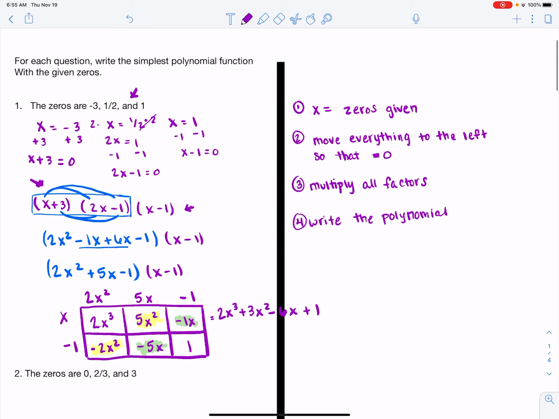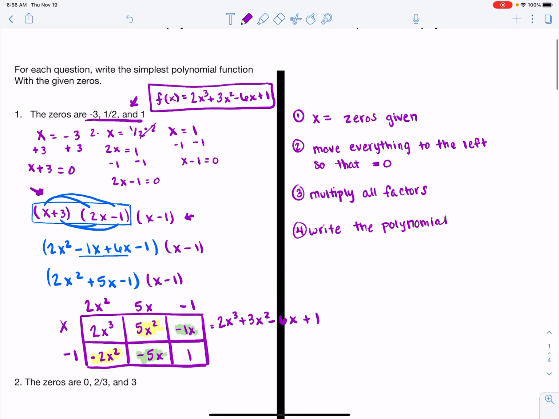So the polynomial that would give me these zeros is some function. I'm just going to give it a name. 2x cubed plus 3x squared minus 6x plus 1. That's the answer.